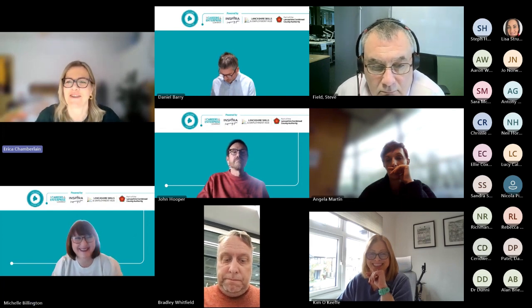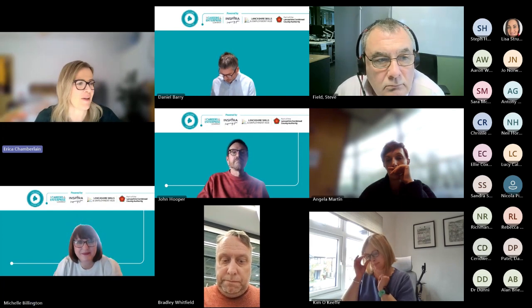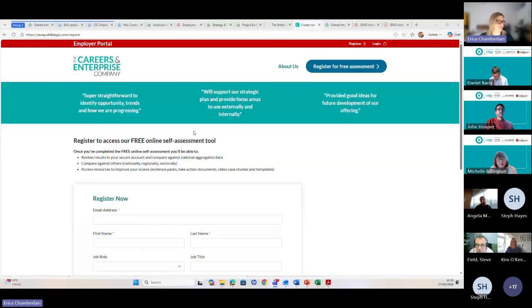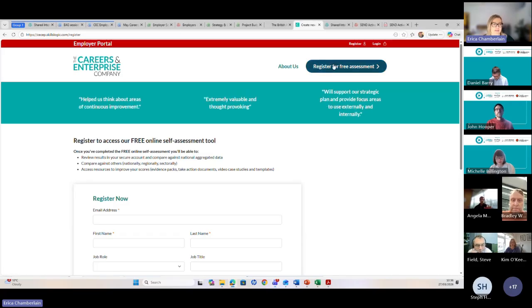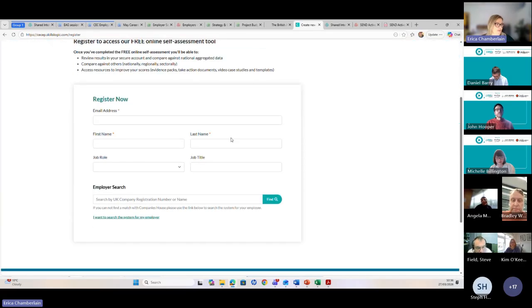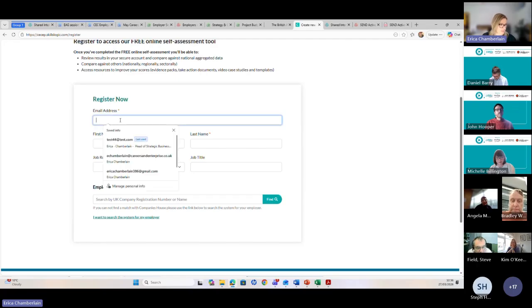That's perfect. So what I'm going to do so that you can see is go to a dummy site so that I don't create an account and mess up any of our data. When you get to the employer portal, if you're logged on, you should be able to find a register for free assessment button. So you can see that there. If you click on that, you then go through to registering. So I'm just going to put in something here so that I can test it.